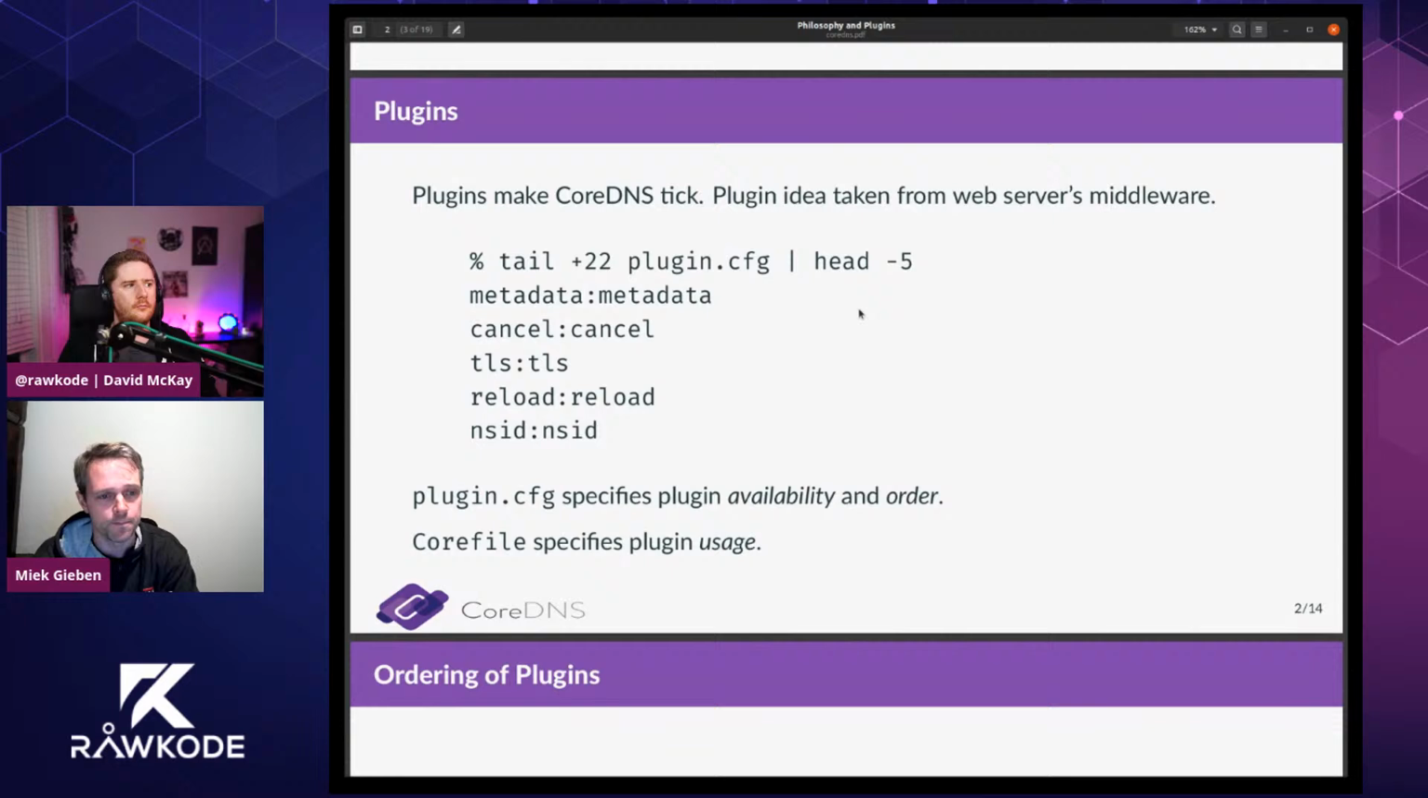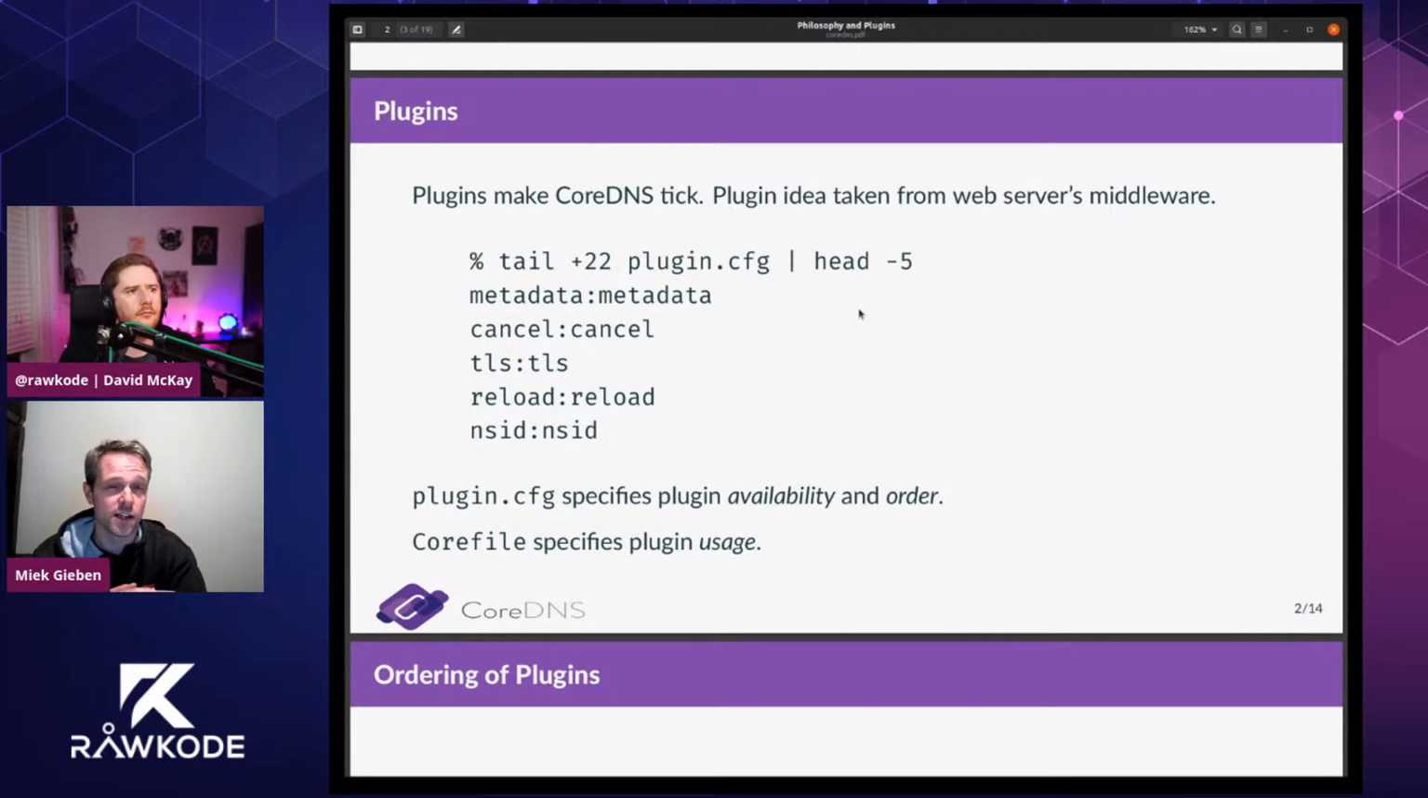Here you see a couple of them. Metadata, that's a plugin that adds a little bit of metadata, like MAC address. You can add that if you want. Cancel is to cancel a context on the query. TLS is to set up TLS, which is useful for DNS over HTTP, for instance, or gRPC. Reload will reload the CoreDNS process if it sees changes in its config file. So there's a whole range of what plugins can do, but it's all implemented as a plugin.